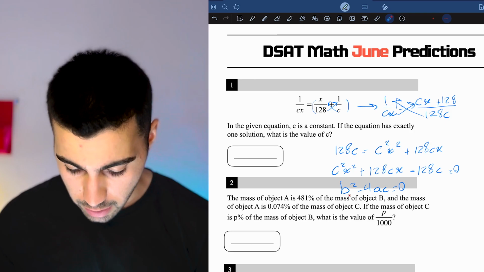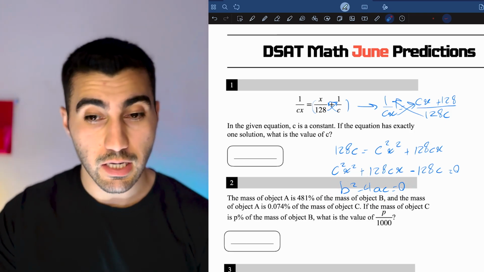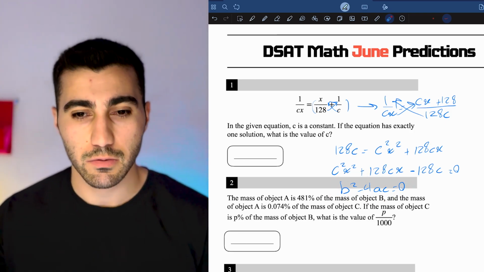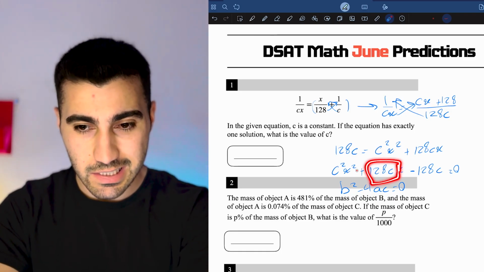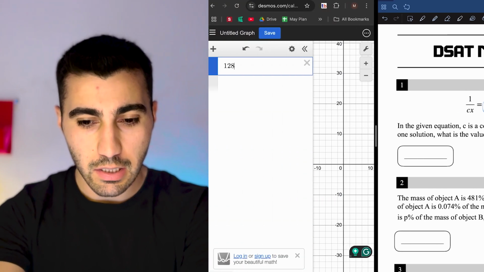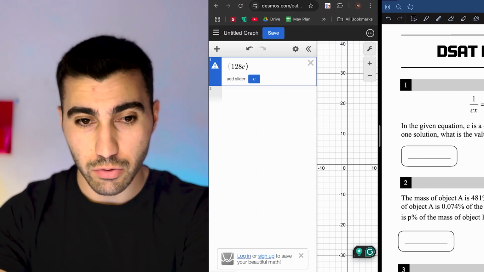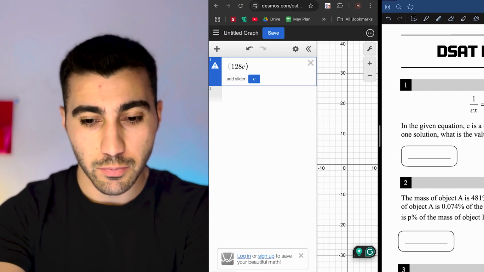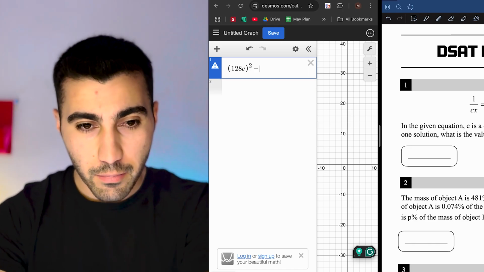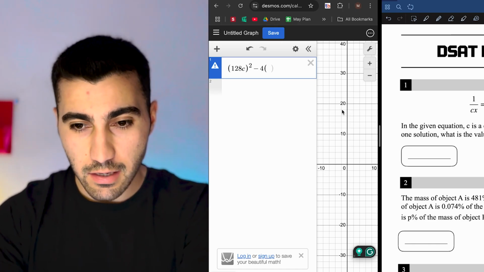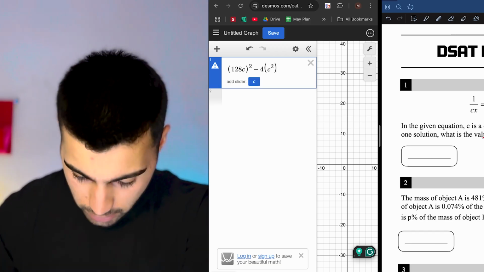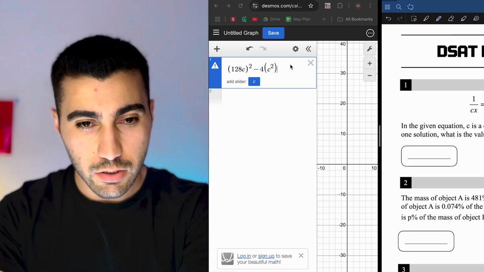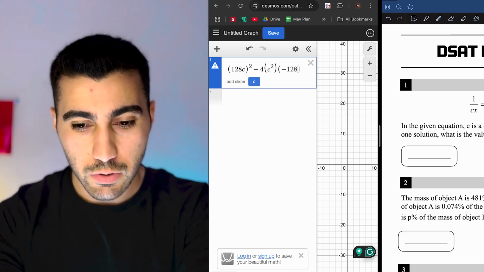Let's do it, and I'm going to write this equation inside Desmos because we solve equations with Desmos, right? So b squared is going to be, b is right here, 128c, so 128c, this whole thing is squared, not just c squared. So I have to put it inside the parentheses. Minus 4 times a, which is c squared, inside the parentheses, times c, which in this case is negative 128c. So times negative 128c.